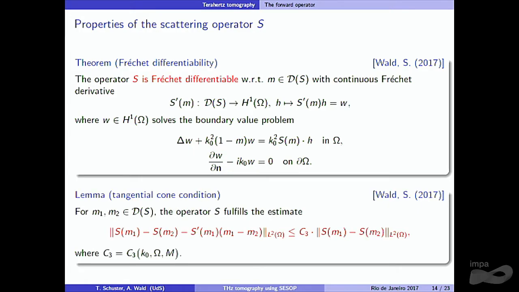And even more, we could prove the tangential cone condition for the scattering operator. That means that if we compare this linearization with the difference of these values for two different refractive indices, m1, m2, you can estimate this by a constant times the difference of the images. And this constant, again, depends on k0, the wave number, omega, and M.